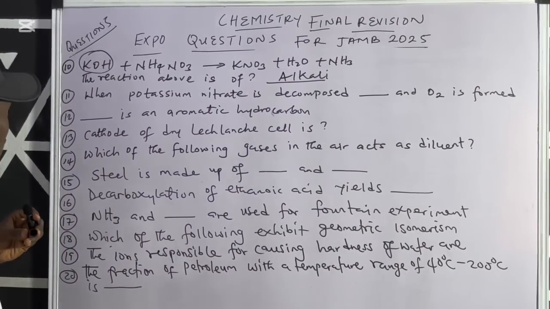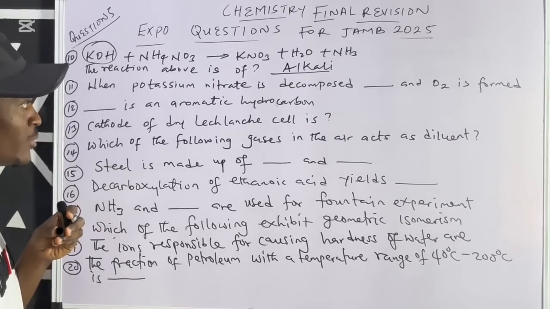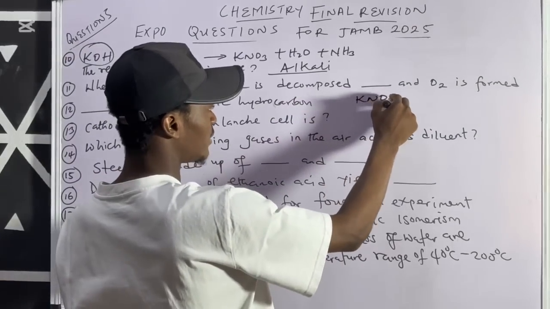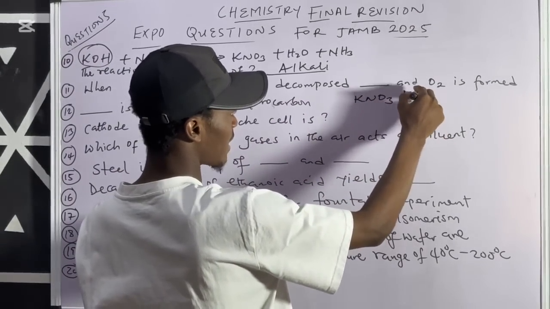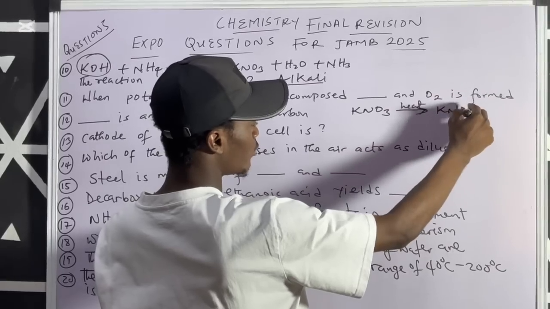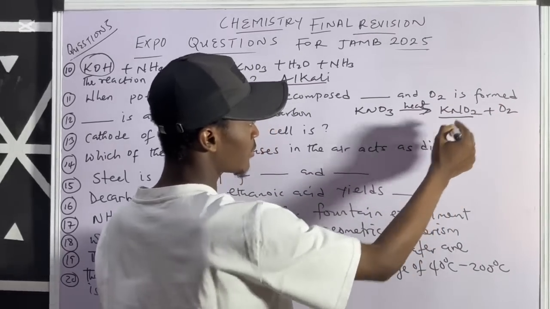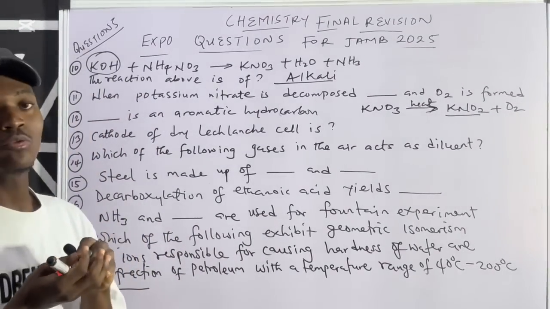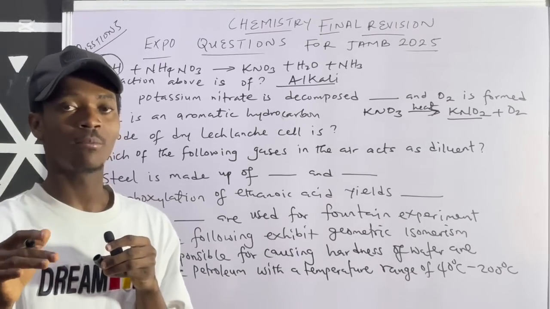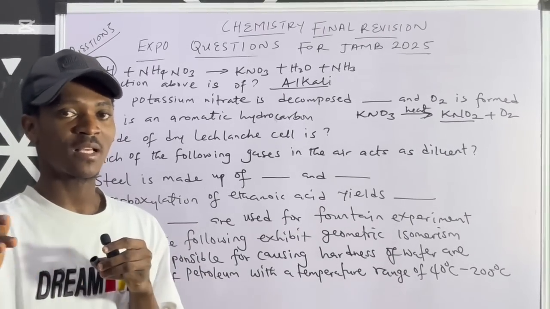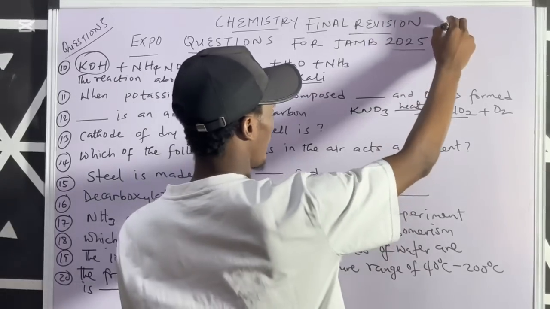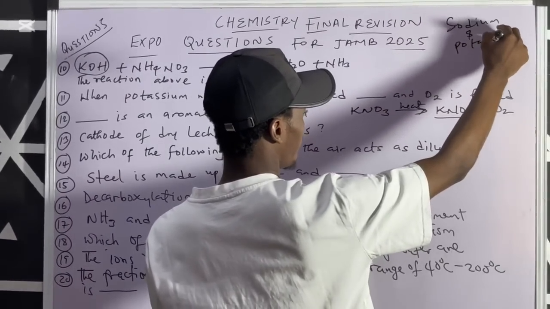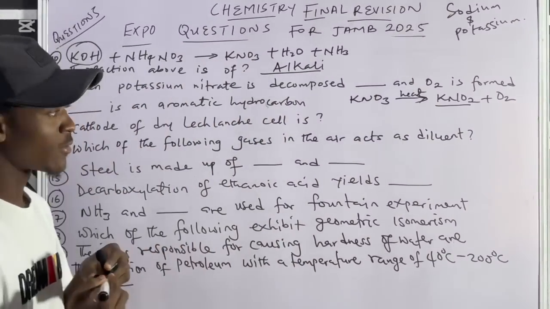The next question, question 11. When potassium nitrate is decomposed, dash and oxygen is formed. Now, potassium nitrate is KNO3. When heat is applied and it decomposes, it produces KNO2 plus O2. That is potassium nitrite. All right. So there are two nitrates that, when they decompose, form their corresponding nitrites as well as release oxygen. And what are they? We have sodium and potassium. These two form their corresponding nitrites and release oxygen gas.